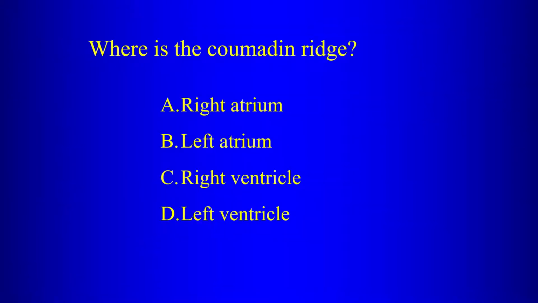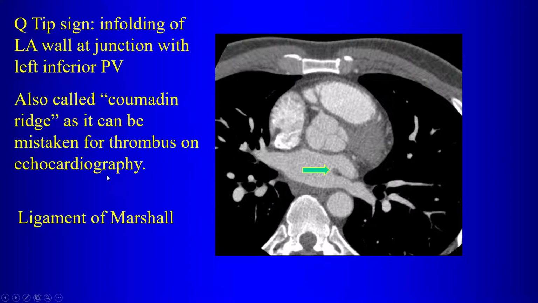So what about this question? Where is the Coumadin ridge? Where is that located? That, of course, is also located within the left atrium. So the Coumadin ridge represents this infolding of tissue here. This is also called the Q-tip sign. Looks like a Q-tip here at the tip. So it's infolding of the left atrial wall at the junction with the left inferior pulmonary vein here. So this is also called the Coumadin ridge, as it can be mistaken for thrombus on echocardiography.